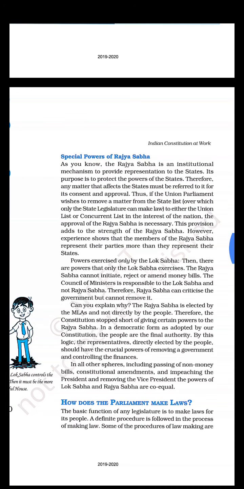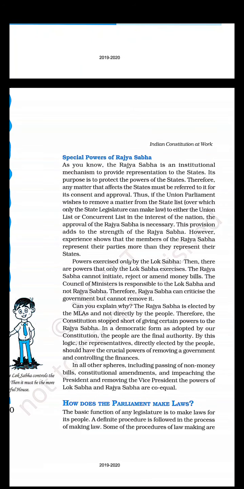In a democratic form, as adopted by our constitution, the representatives directly elected by the people should have the crucial power of removing a government and controlling the finance. That means if a money bill is presented in Lok Sabha, then people are indirectly involved in it. In all other spheres, including passing of non-money bills, constitutional amendment, impeaching the President and removing the Vice President, the powers of the Lok Sabha and Rajya Sabha are co-equal.